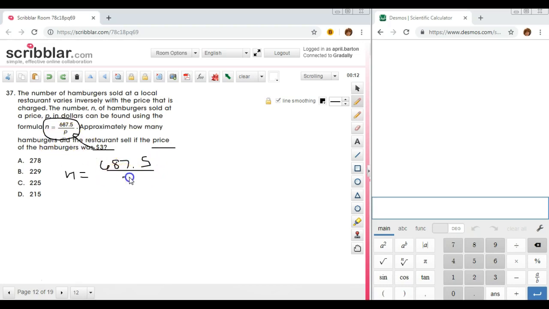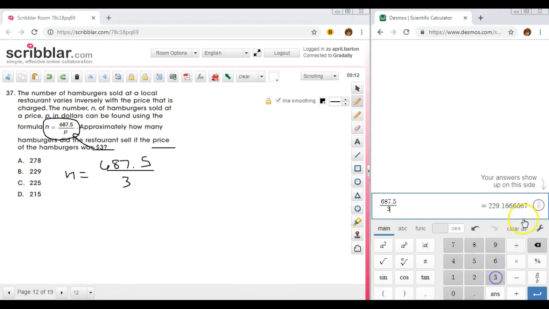And this one is, well, P stands for price. They gave us a price of 3. Now in the calculator, we plug in 687.5 divided by 3 is 229.1666 repeating.